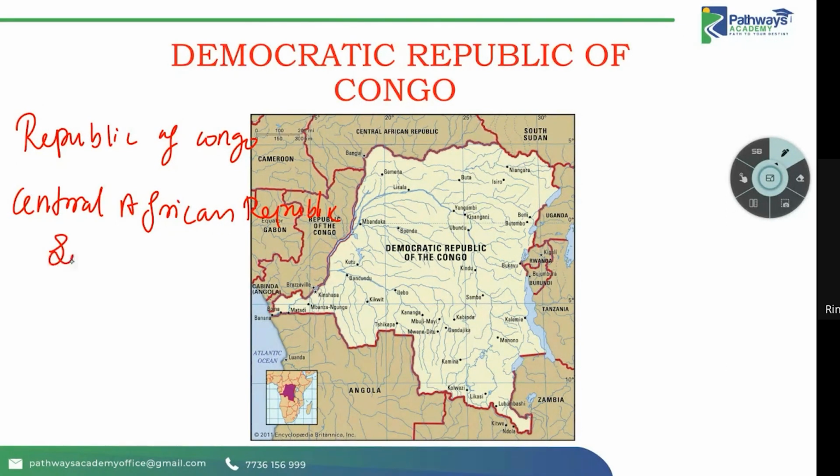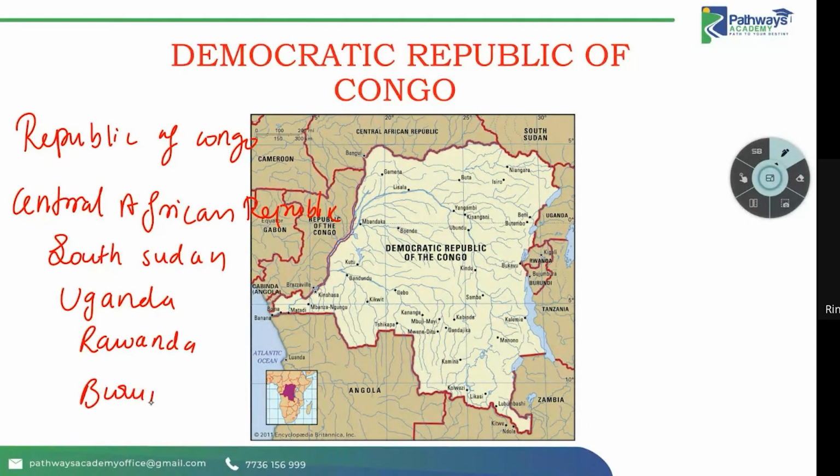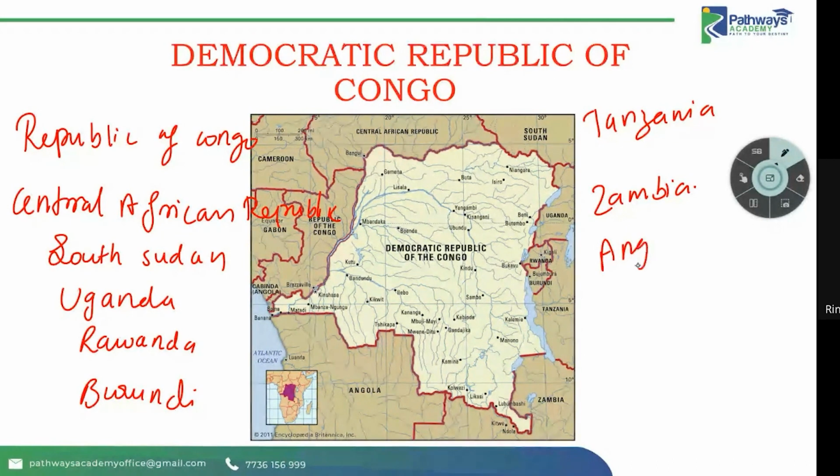South Sudan, Uganda, Rwanda, Burundi, Tanzania, Zambia, Angola. These are the nations that encircle the Democratic Republic of Congo.